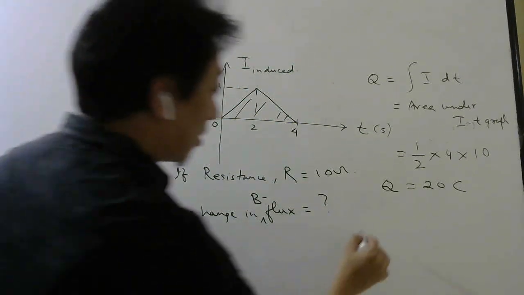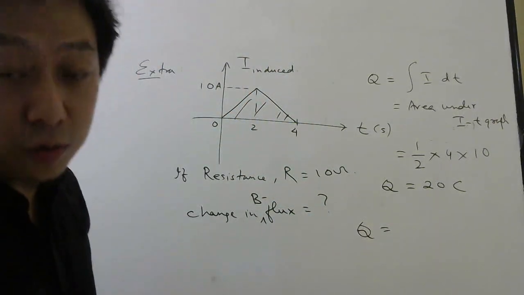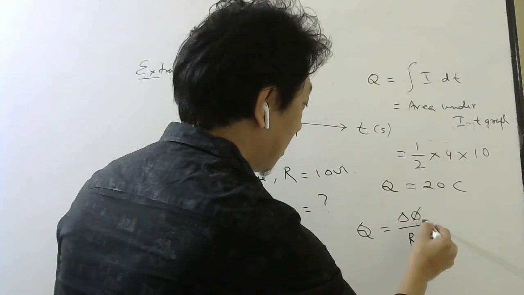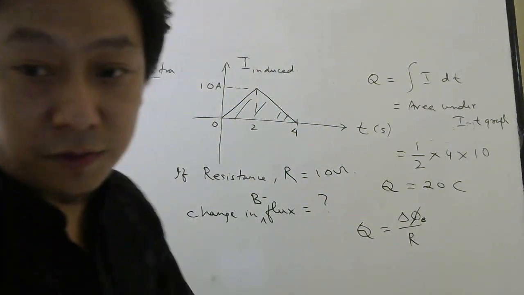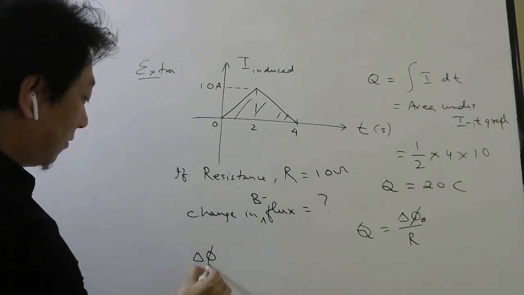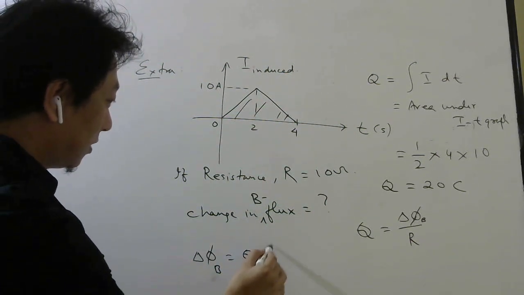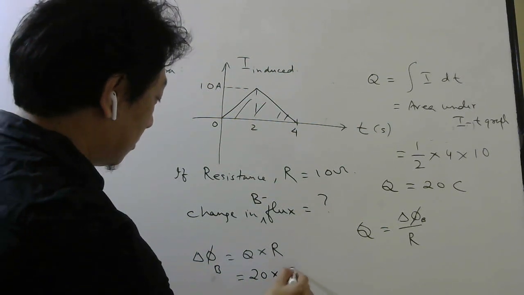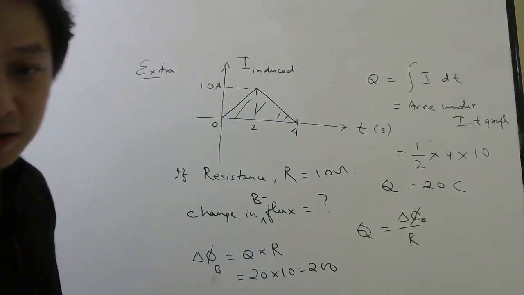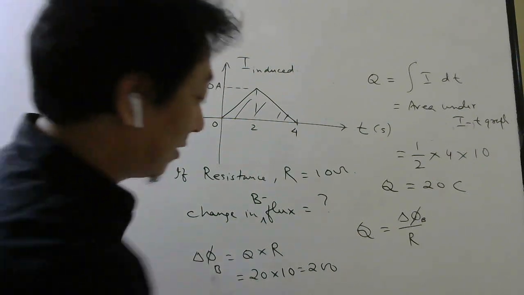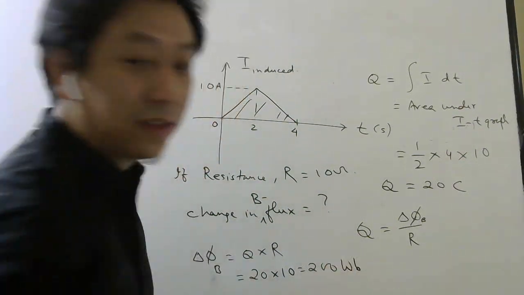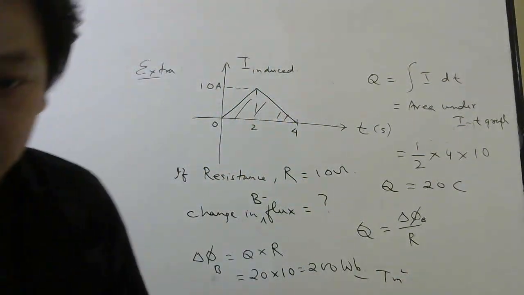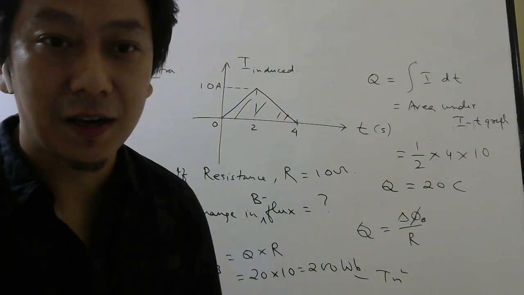Resistance is given. What is the formula for charge flowing due to change in flux? Change in magnetic flux divided by resistance. So if you cross multiply, change in magnetic flux will be charge into resistance. Charge is 20, resistance is 10, so this is 200. Since it is magnetic flux, unit is Weber. Either you can say Weber or you can write Tesla meter square. Okay, remaining questions we will do in the regular class. Thank you.